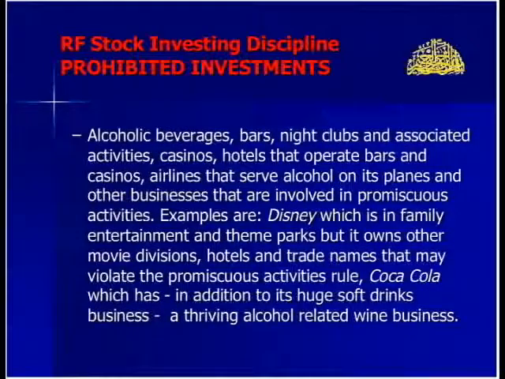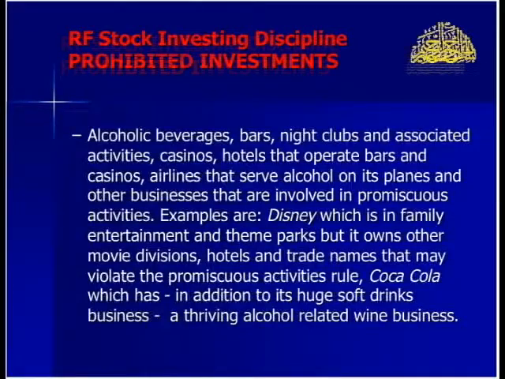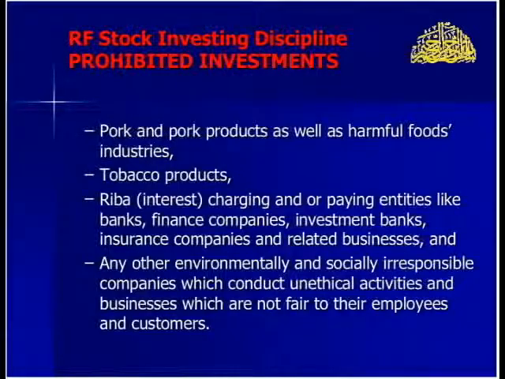The next slide is, we talked about Disney and so on, and then the pork and pork products as well as harmful food industries that we can render harmful based on documented research. And tobacco products and arms products, products that would cause damage to the environment, products that cause damage to humanity through destruction and so on. And then the second category has to do with the financial operations of the company.